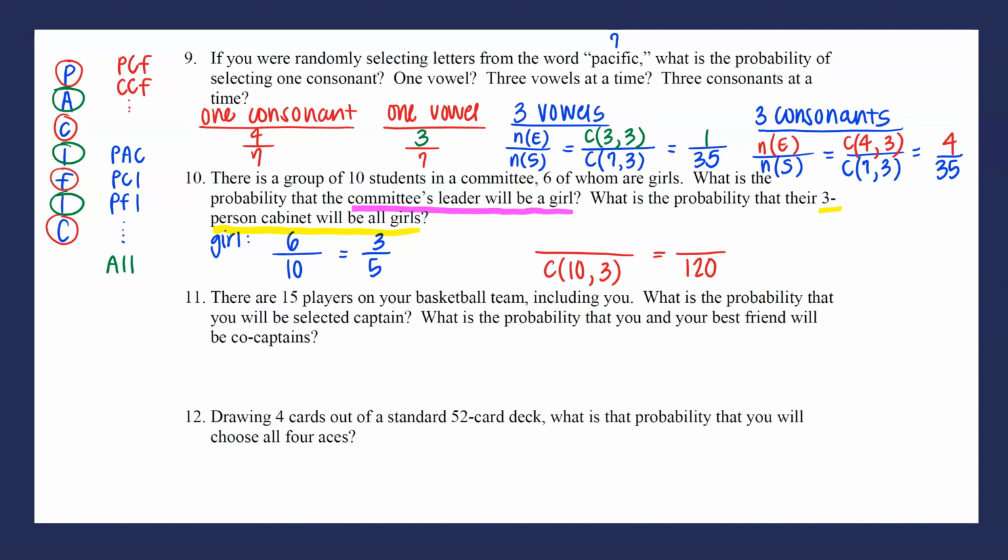The question says the 3-person cabinet will be all girls. So I know that there's 120 ways in general that I could pick 3 students of the 10. How many different ways, though, can I create a group of all 3 girls? This is another combination. Of these 6 girls that I have, how many different ways can I select 3 of them? So the combination of 6, 3. The combination of 6, 3 is equal to 20. So there are 20 different ways that I can select 3 girls of the 6 that I have. So the probability that the cabinet is all girls would be 1 out of 6.